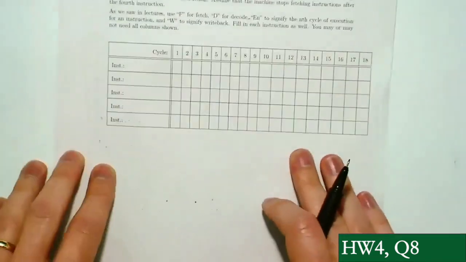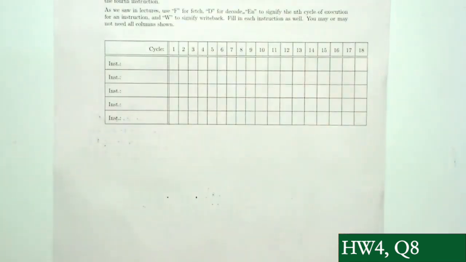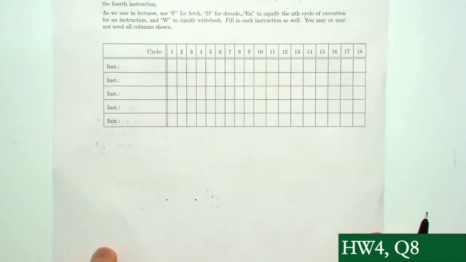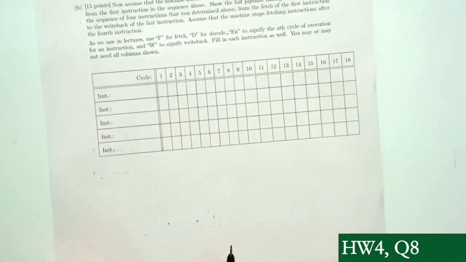So this is the program. And we are done with part A now. Part B is basically simulating that program on the processor that was given, and we have to fill this chart over here. So let me quickly write these instructions here.